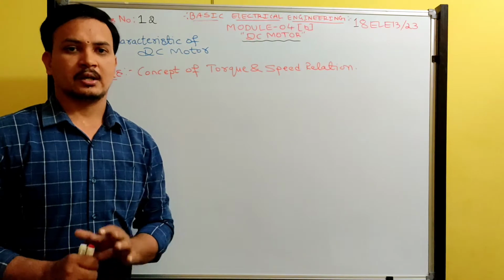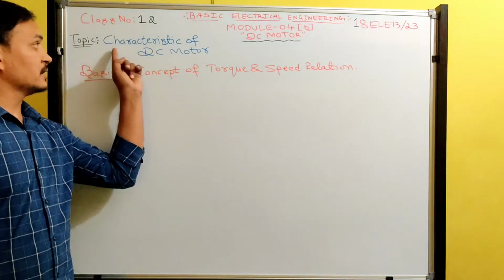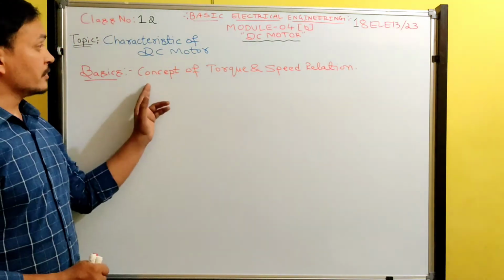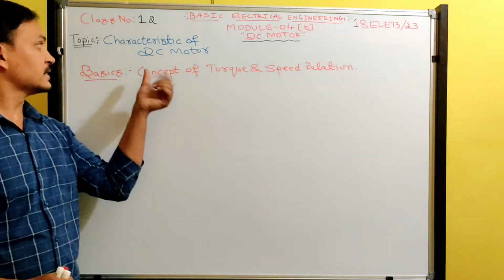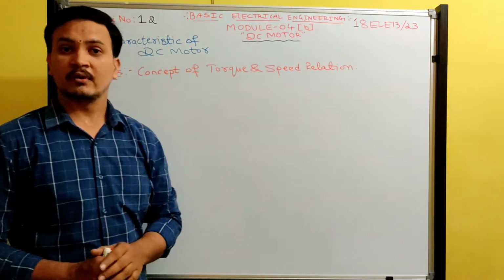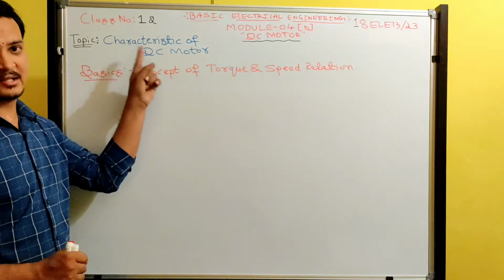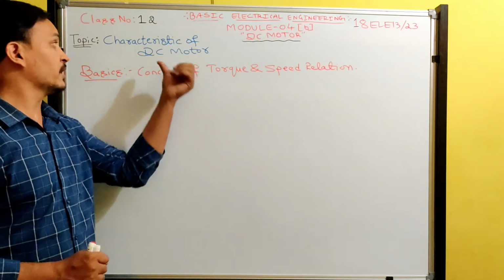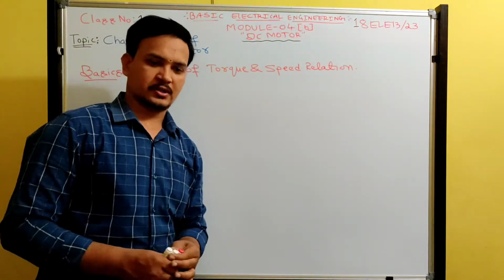In this lecture, I am going to explain the basics required to understand the characteristics of DC motor. That is the concept of torque and speed relation. If you know this concept, you can easily understand the characteristics of DC motor. This is not as important for the exam, okay, but this concept is very much required to understand the characteristics of DC motors.